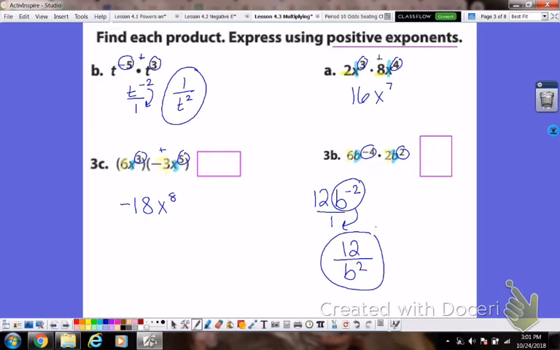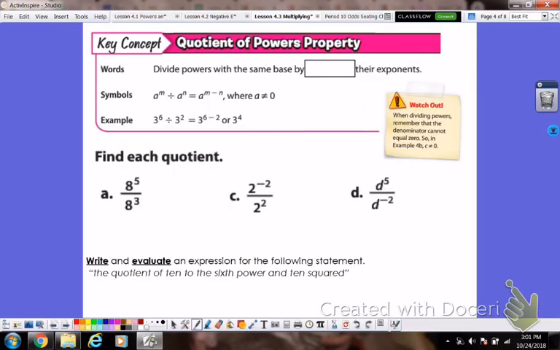Alright, so there's some examples working with the product rule. So now we're going to talk about quotient. Quotient means to divide. If you haven't picked up on that vocab word yet, quotient means to divide. So we divide powers with the same base by subtracting their exponents. So our example here, 3 to the 6 divided by 3 to the second equals 3 to the 6 minus 2, which gives us 3 to the 4th.